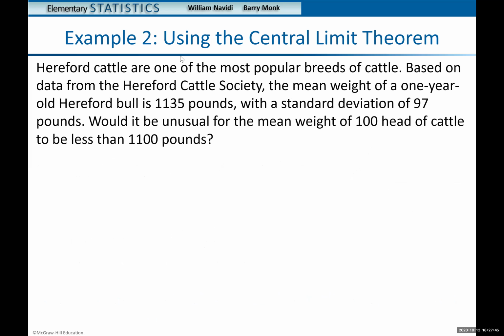Let's try another one here. Okay, so based on the data from the Hereford Cattle Society, the mean weight of a 1-year-old bull is 1135 pounds. So the mean is 1135 with a standard deviation of 97 pounds. Would it be unusual for the mean weight of 100 head of cattle to be less than 1100 pounds?